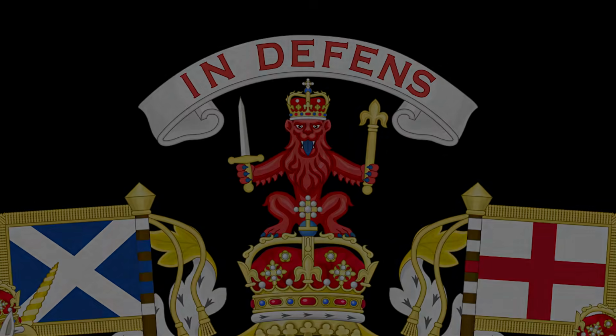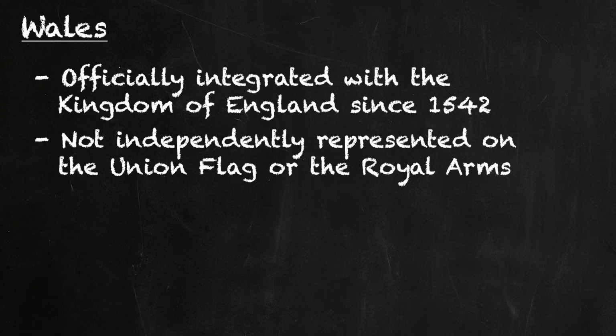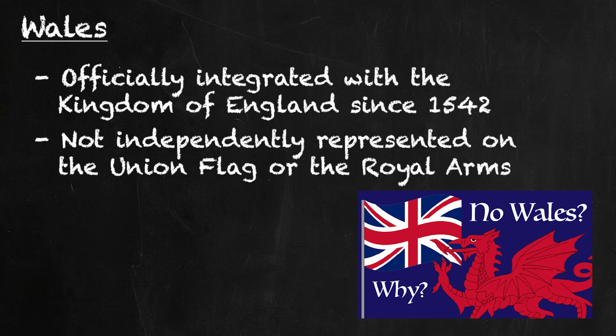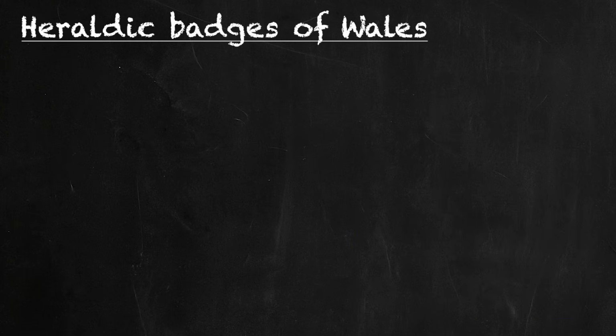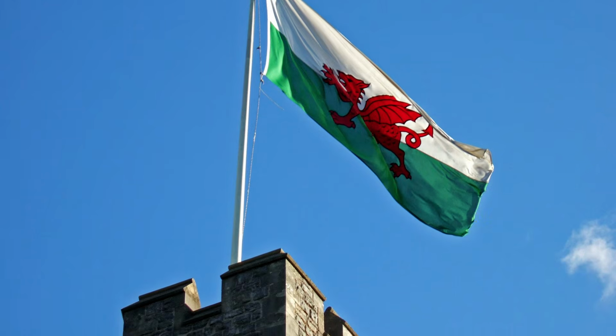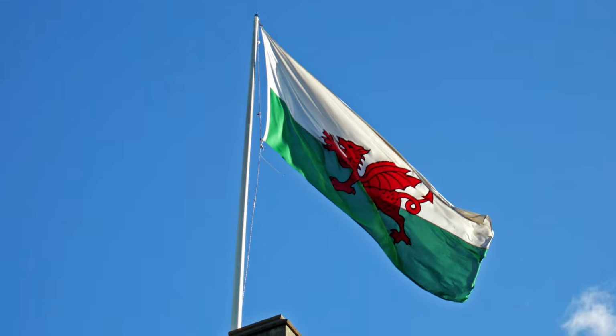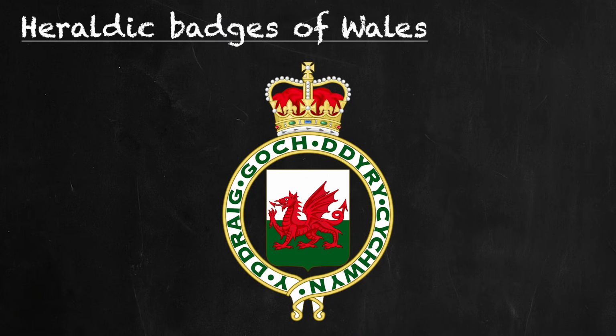Much like the Union flag, Wales appears to have been left out of the coat of arms. Technically, it has always been represented through its inclusion in the Kingdom of England, and you can find out more about this through the link in the description. There have been several badges of Wales, the first being introduced by George III in 1800 with the Acts of Union. The red dragon on a green base is well recognised today as the emblem on the Welsh flag. This badge was augmented in 1953 with a crown and motto that reads Y ddraig goch ddyry cychwyn.